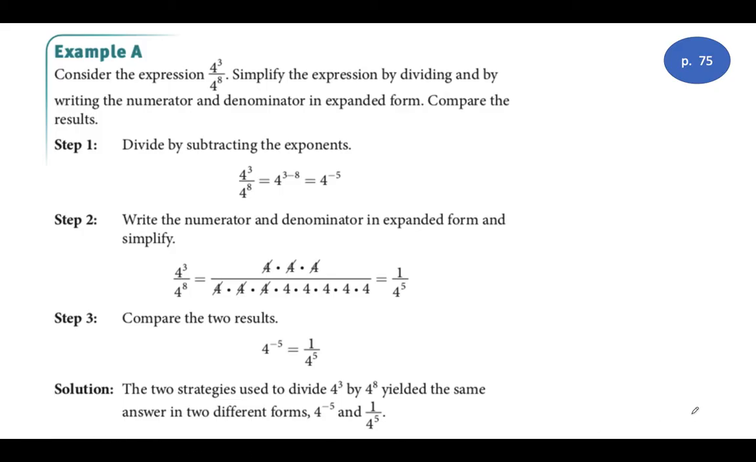All right, consider the expression 4^3 divided by 4^8. Well, we know our rule. When you're dividing powers with the same base, you subtract the exponents. You might be tempted to subtract 8 minus 3, but remember, that's not the rule. The rule is you subtract the exponent of the numerator minus the exponent of the denominator every time. Okay? So that means you end up with 4 to the 3 minus 8 power, and 3 minus 8 is negative 5.